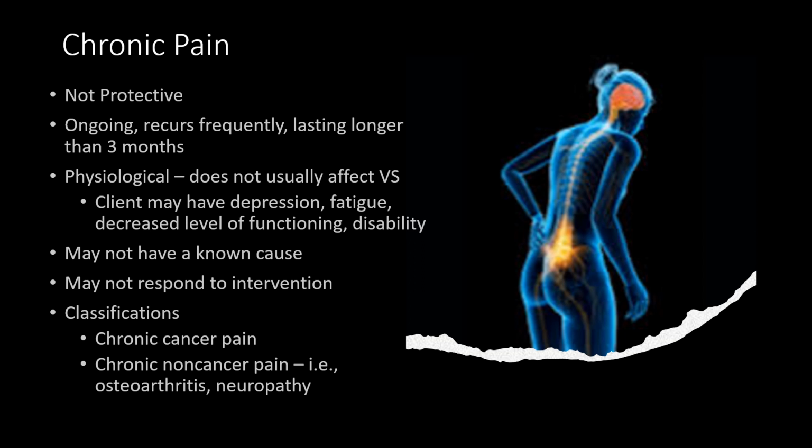Chronic pain. So this is not protective. This occurs frequently. It lasts longer than 3 months, and it persists beyond tissue healing. Physiological responses do not usually increase vital signs. The client's vital signs can actually be lower than normal in response to chronic pain. These clients often have depression, fatigue, decreased level of functioning, or disability. Chronic pain might not have a known cause, or it might not respond to intervention. Chronic pain can be classified as chronic cancer pain or chronic non-cancer pain. The pain associated with osteoarthritis and neuropathy are examples of chronic non-cancer pain.